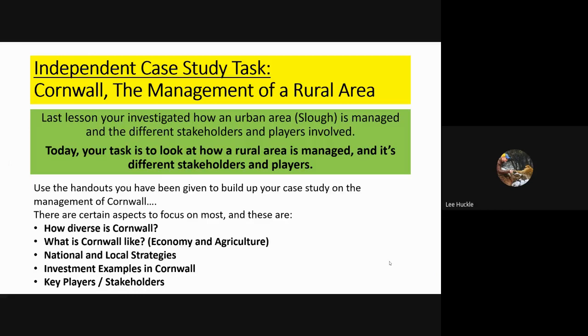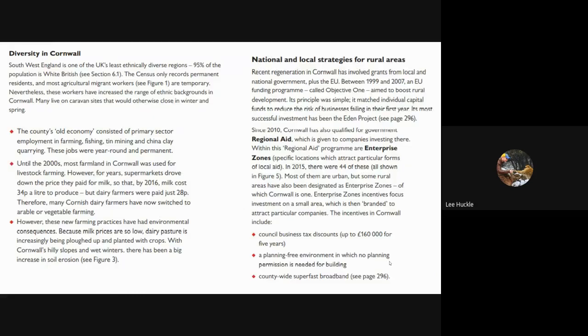Who was doing what? Were they in favour? Were they against? The key areas here at the bottom in bold. How diverse is Cornwall? What is Cornwall like in terms of its economy? The national and local strategies being used to manage Cornwall as a rural place. What are some of the investment examples in Cornwall? And some of the key players and stakeholders involved. And here, these are some of the articles that you'd have had access to.